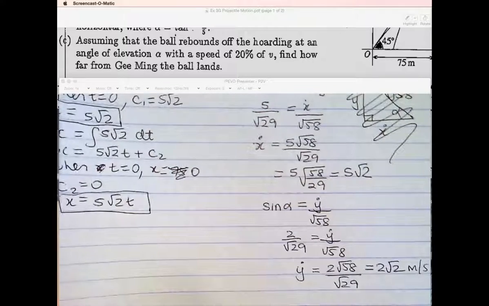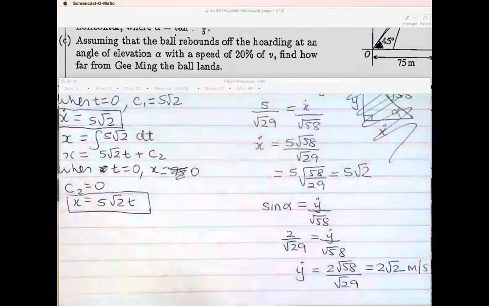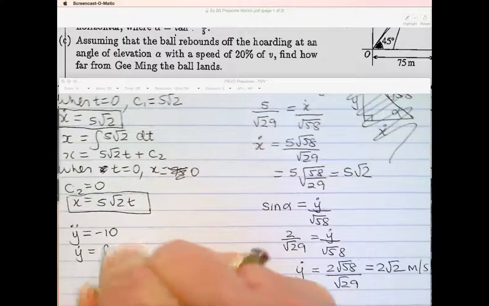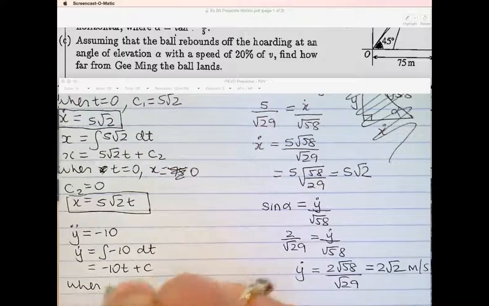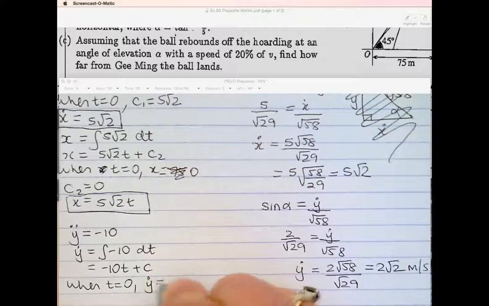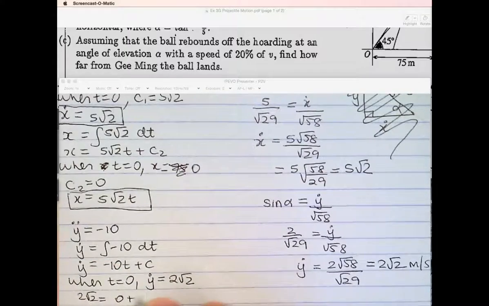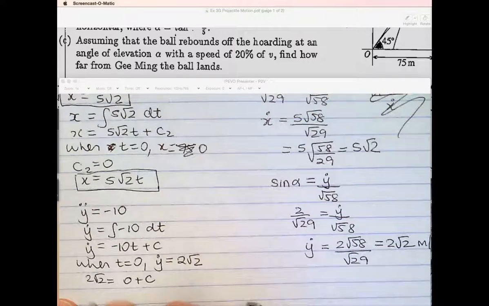So now we've got to come back and finish off. Are we okay? Sorry girls, I know it's a bit challenging. All right, so we've got our horizontals. Let's go with our verticals. Y double dot equals negative 10. Y dot is the integral of negative 10 dt, which is negative 10t plus c. When t is 0, y dot is 2 root 2. So therefore 2 root 2 is 0 plus c. C is 2 root 2, isn't it? So therefore y dot equals negative 10t plus 2 root 2.